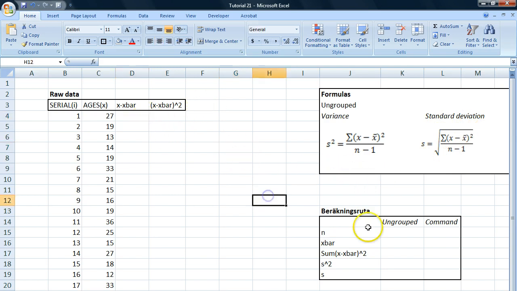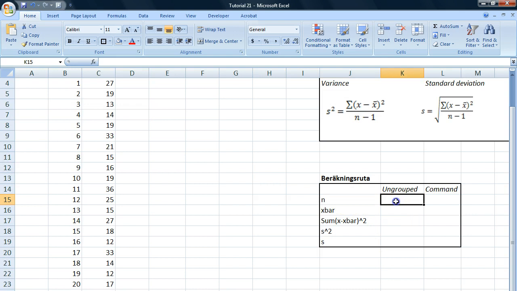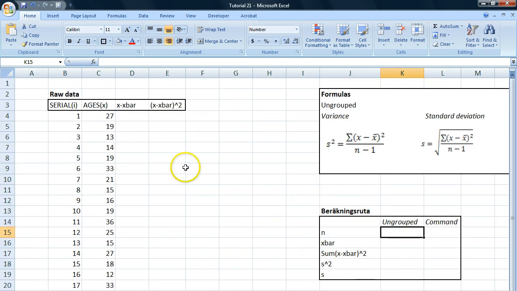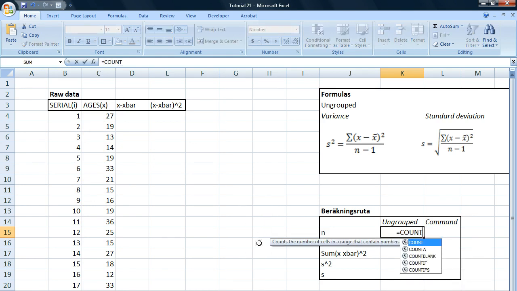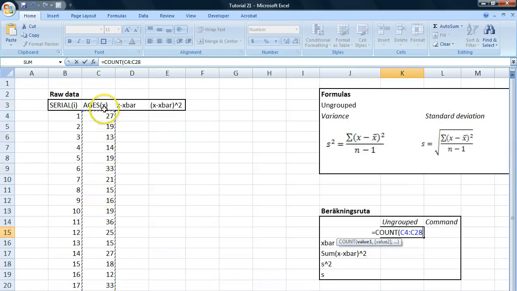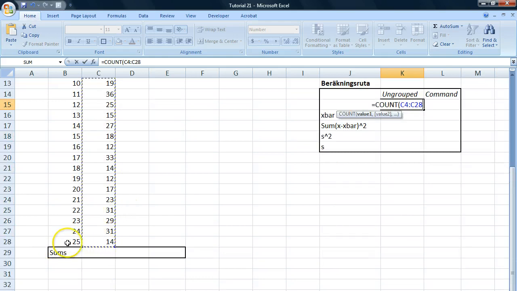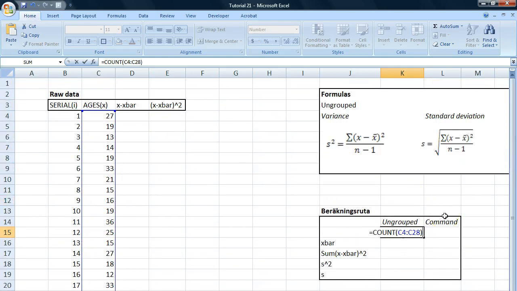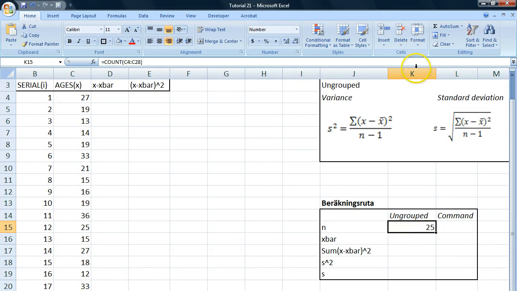The first thing we're going to need is our n, because we need to calculate our average of all of these x values. So we write equal to, and we need to count our observations. So we're counting the observations in our data set. We select it right there, our data set here, all the way to the end. We close the parentheses and we hit enter. We get an n of 25.